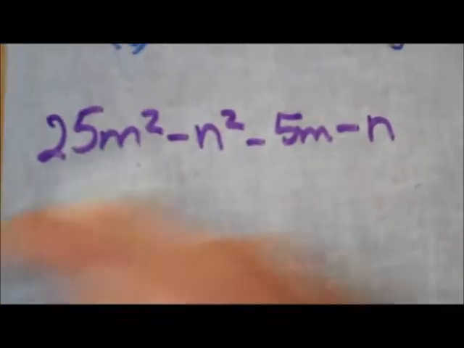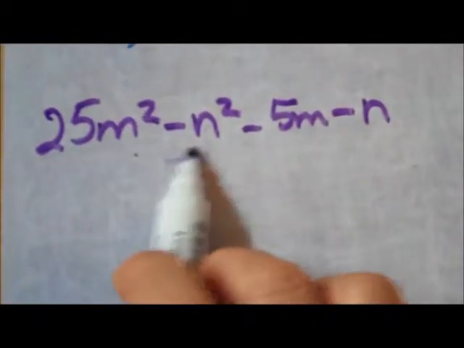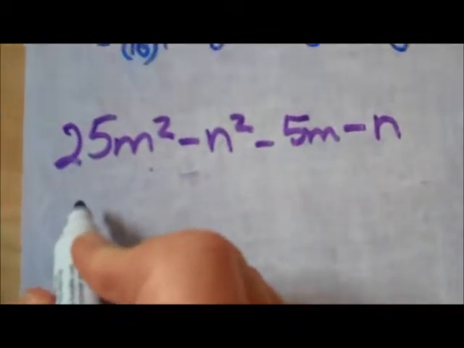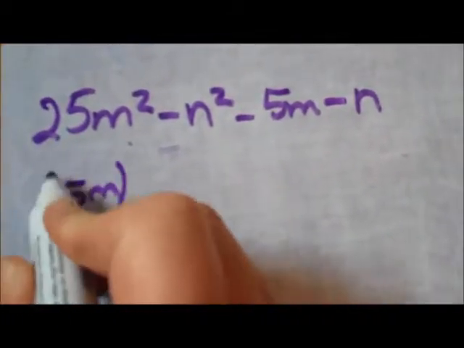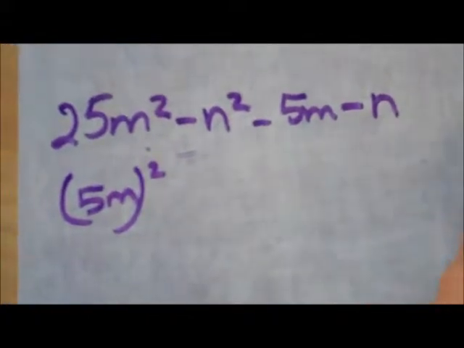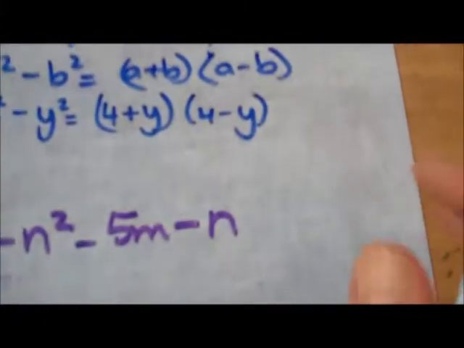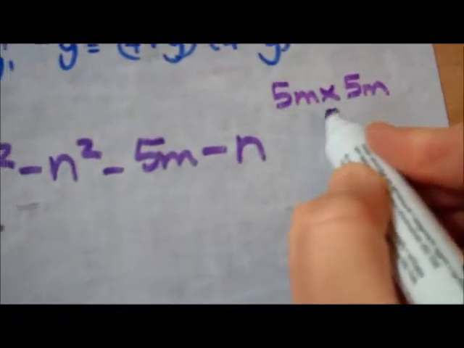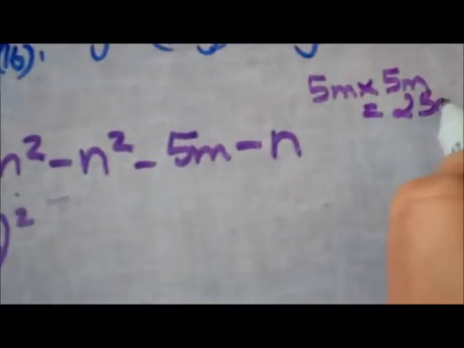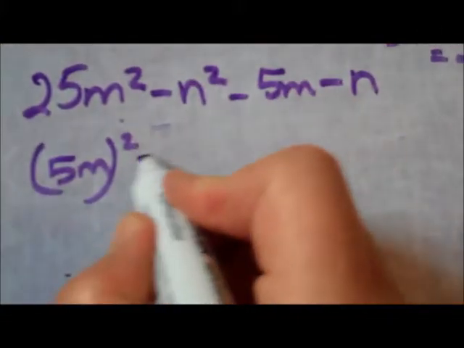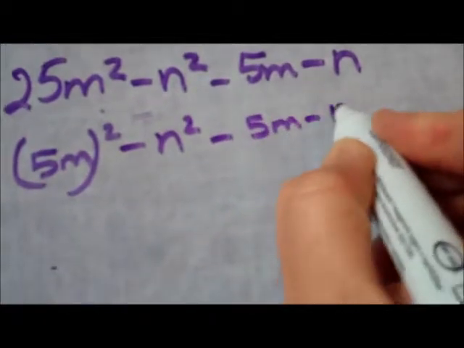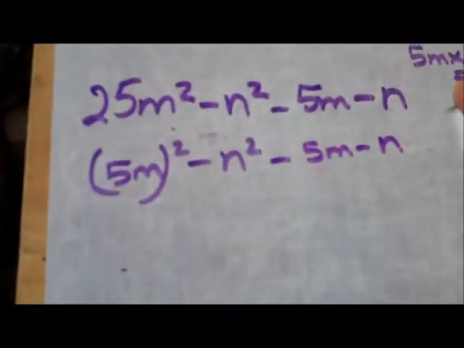So here's another example. Let's have a look what we can do with this one. I've got my two squared terms here and my two single terms here. But I can think of 25m squared as 5m all squared, 5m multiplied by itself. 5m times 5m is 25m squared. So I can think of it as that, minus n squared, minus 5m minus n. Let's have a look what we get.